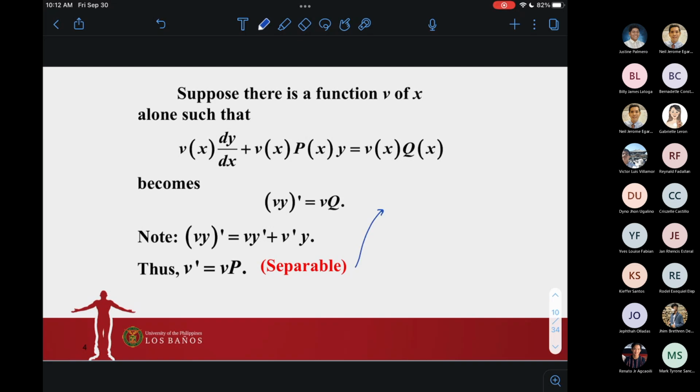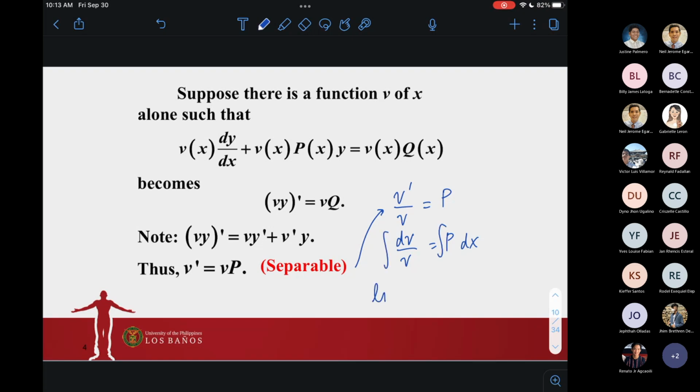Para mahanap, gusto ko kasing mahanap ano yung itsura ni V. So pag sinote ko to, separable naman siya. So magkakaroon ng V prime over V equals P. Alright? So we'll have dV over V equals P dx, kasi si P ay function ni X. Right? Tapos i-integrate ko lang both sides.